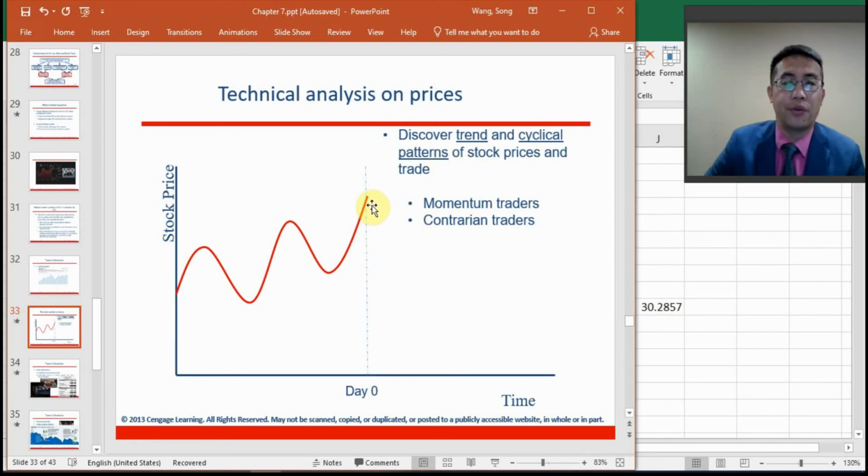But if you trade for the short term, as you can see, the stock just reached another new peak. So it could go down in a very short amount of time. Then, instead of buying the stock, you would trade against the current trend. You see the current trend is going up, but you would sell the stock because you think it will go down in the short run. And in that case, you are a contrarian trader.